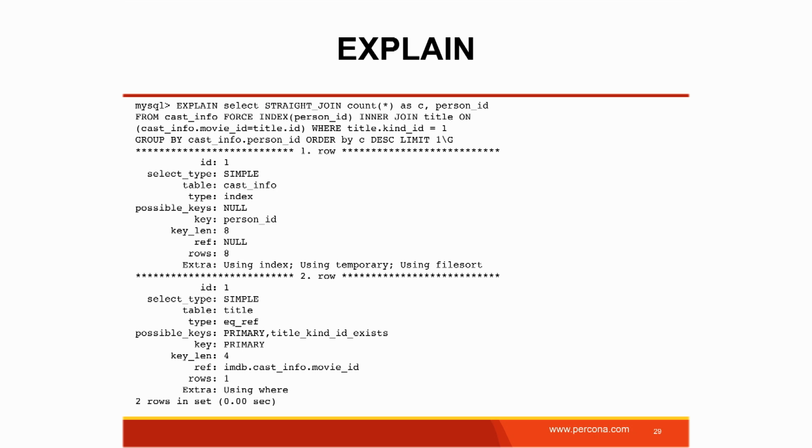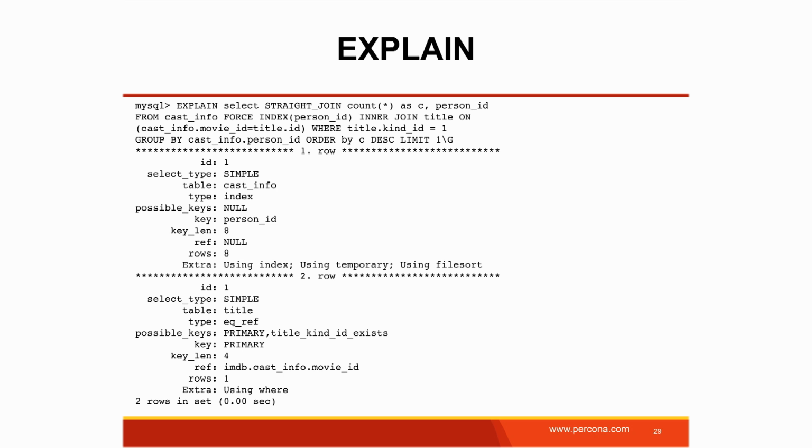But we can see that it's a join between two tables, and it starts with the first table called cast info. And it is actually using an index named person ID to execute that. It is doing a table scan, it is using a temporary table, and it is doing a file sort.